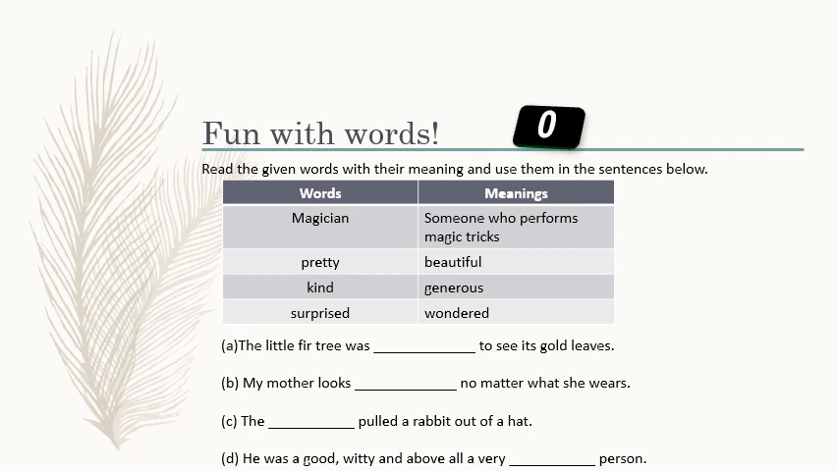Yes, time up all of you. Now let's see. So number 1, we have, the little fir tree was dash to see its gold leaves. Well, the little fir tree was magician to see its gold leaves? No. The little fir tree was pretty to see its gold leaves? Well, no. The little fir tree was kind to see its gold leaves? No. The little fir tree was surprised to see its gold leaves. It was wondered, it was happy, it was astonished to see its gold leaves. So here we will have surprised.